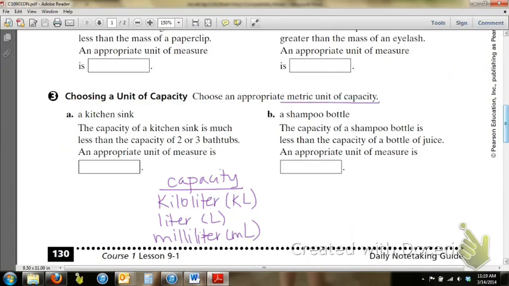Okay, so metric unit of capacity, a kitchen sink. How much water can a kitchen sink hold? It's much smaller than 2 or 3 bathtubs, but it's still pretty big, so I would use liter to measure how much a sink can hold. What about a shampoo bottle? Well, that's less than a bottle of juice, and shampoo bottles are not very large, so I would use milliliter.